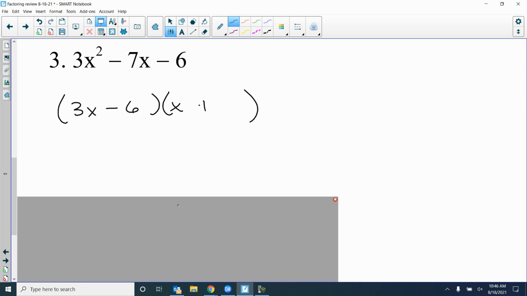Now like I said, this is a guess. We're guessing, throwing them in there. Now you have to check. We guessed, we checked. I want you to have an innate understanding of what's going on. I don't want you to memorize a procedure. 3x times x is 3x squared. 3x times positive 1 is plus 3x. Negative 6 times x is negative 6x. So I get 3x squared minus 3x minus 6.